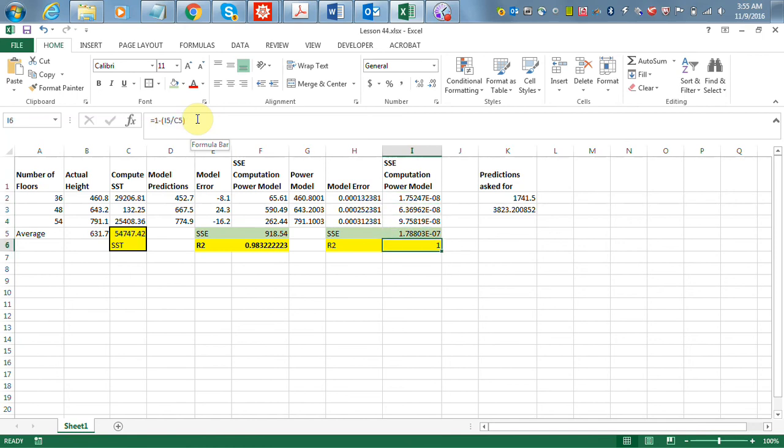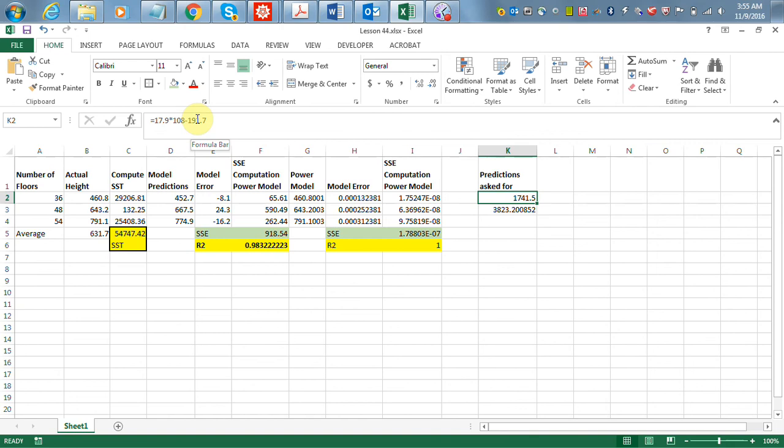Now the R square is calculated the same way. I take 1 minus I5, which is the sum square error, divided by C5, which is the sum square total. And I get an R square which is really close to 1. Now, what about the predictions they asked for? They asked for the 108th floor for both of your models.